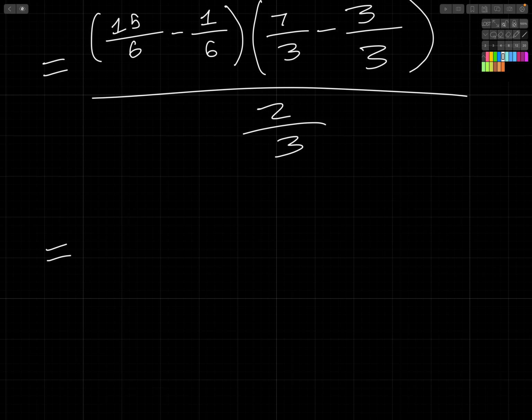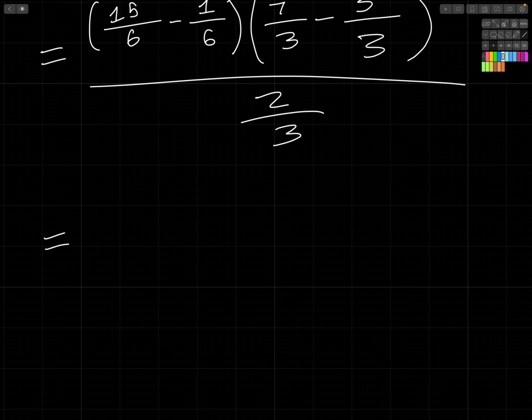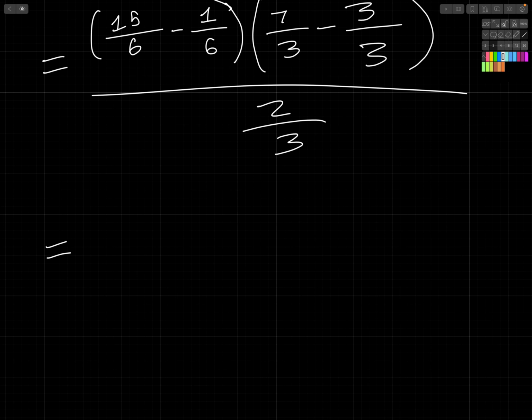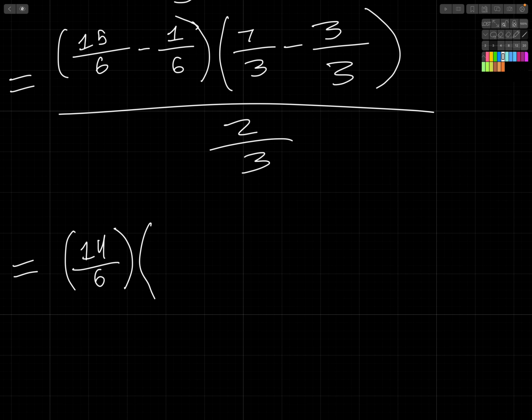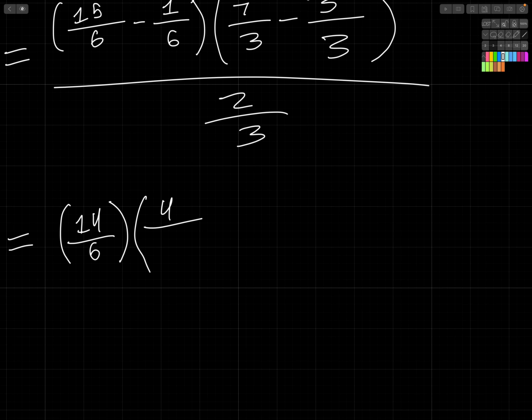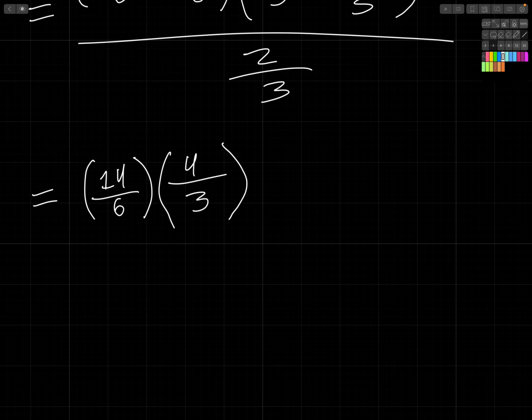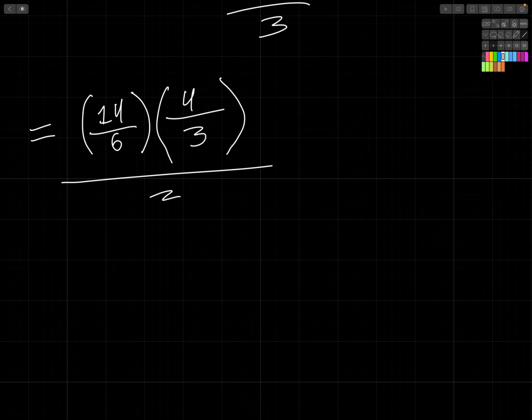All right, now we do 15 over 6 minus 1 over 6, which is the normal subtraction. So 15 minus 1 is 14. So we just do 14 over, and then keep the denominator same for subtraction and addition, 6. And then we have the denominators the same, so we can do normal subtraction. 7 minus 3, that gives you 4. Always keep the denominators the same for addition and subtraction, so we just get 3. Over, and then 2 over 3 stays the same, 2 over 3.